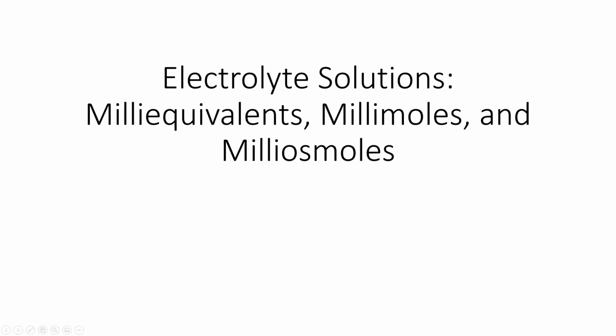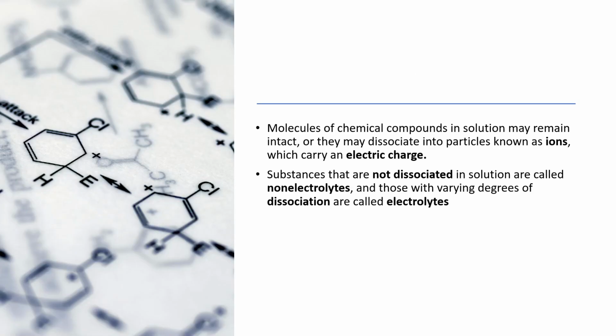In this video, we will be covering our electrolyte solutions, our milliequivalents, our milliosmoles, and our millimoles. The molecules of chemical compounds in solutions may remain intact, or they may dissociate into particles known as ions, which have a positive charge and a negative charge. Substances that are not dissociated are called non-electrolytes because they stay relatively intact, while those that dissociate are called electrolytes.